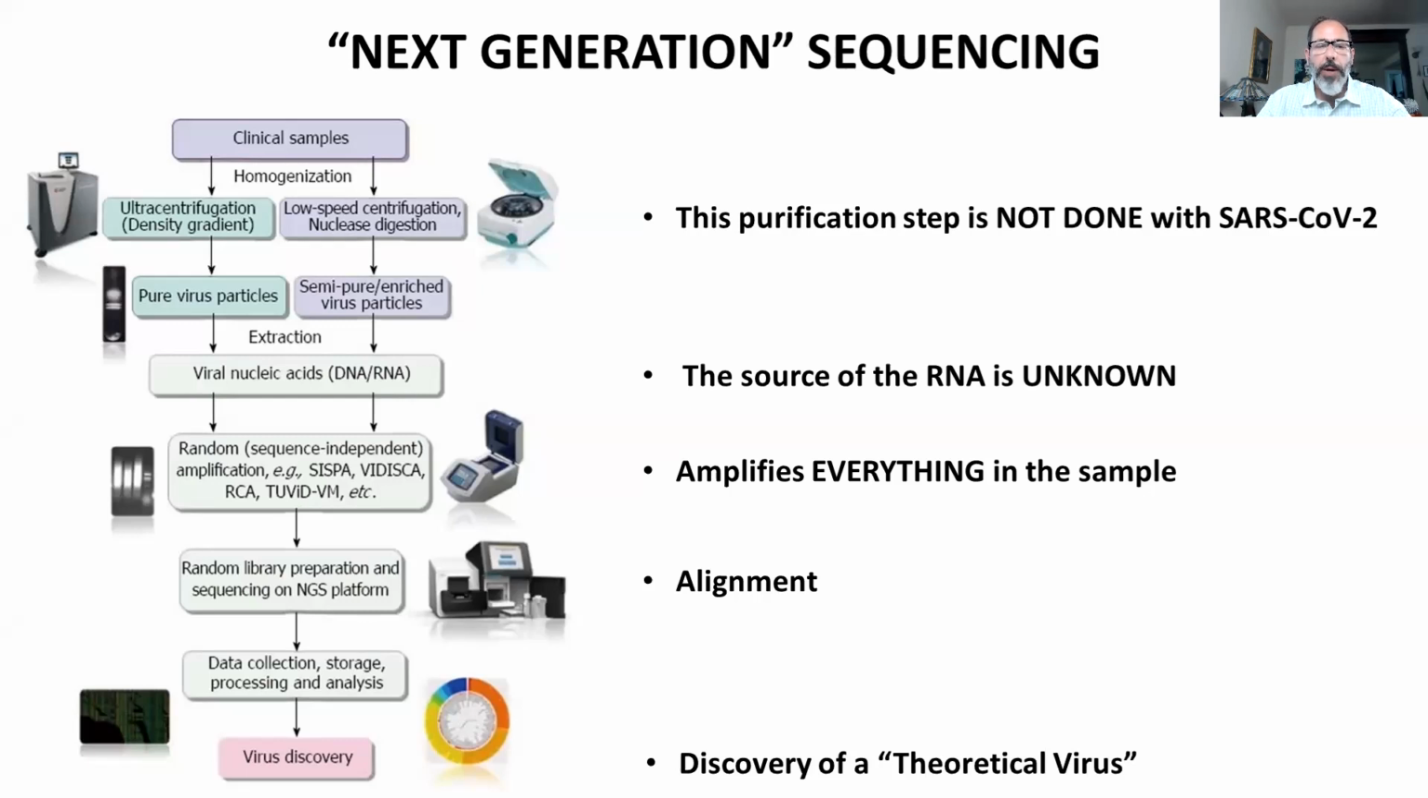Now, it gives another pathway where you have semi-pure or enriched virus particles. So this is like a partial purification where the genetic material from the virus would be by far the dominant genetic material in the sample. And so it could be distinguished from the other materials because they'd be in a much lower amount.